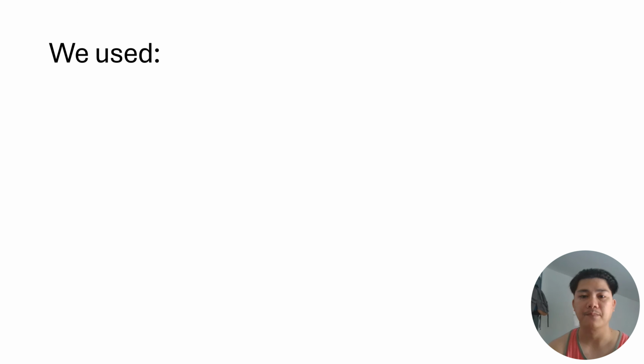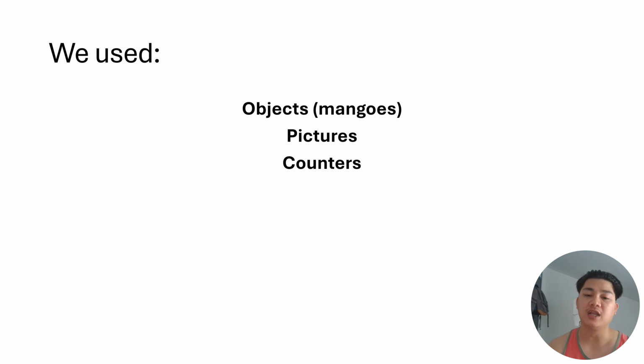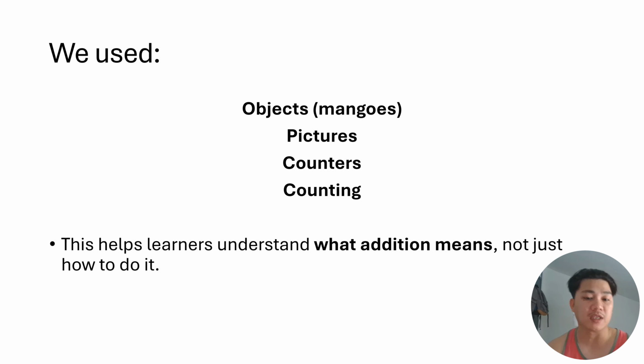Now, we use mangoes, actual objects. We use pictures for the pictorial. We use counters, and we use counting. We count in order for us to add or put things together. So this helps learners understand what addition really means, not just how to do it.